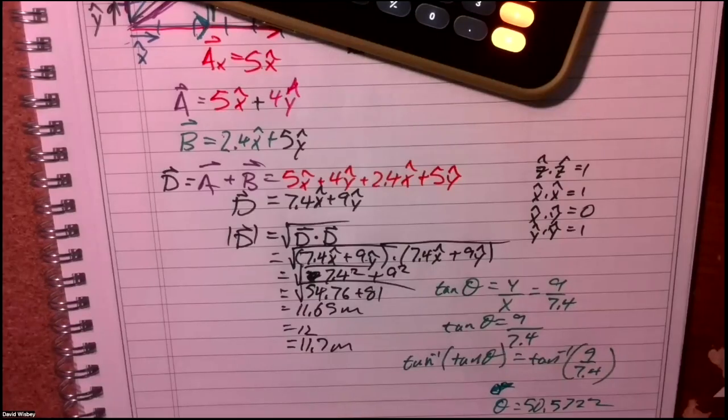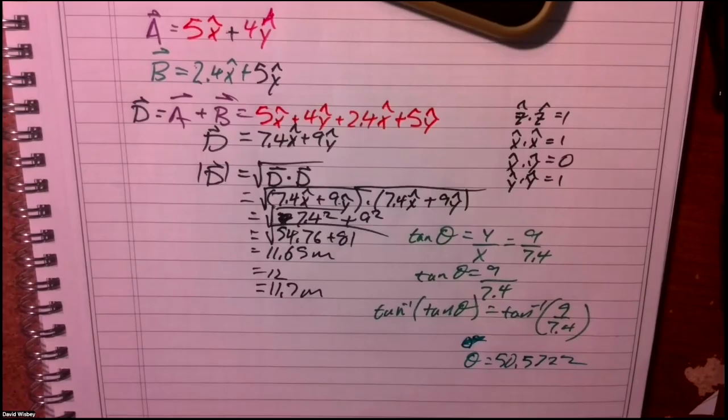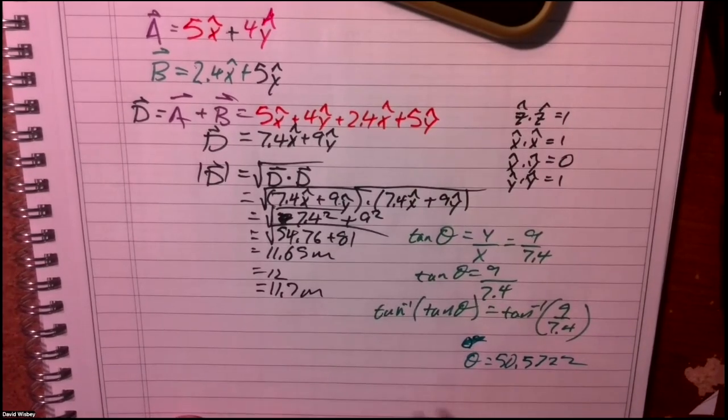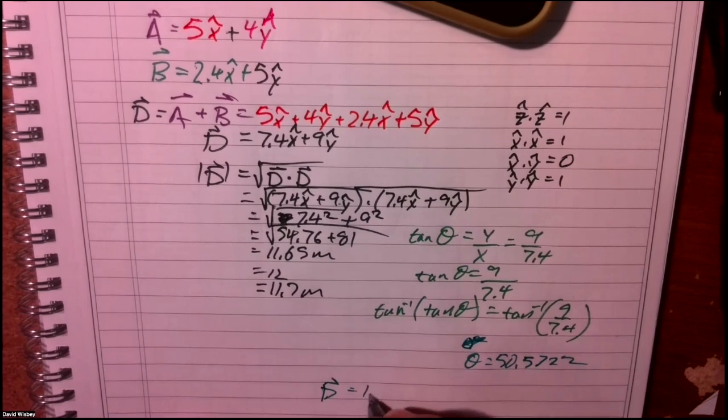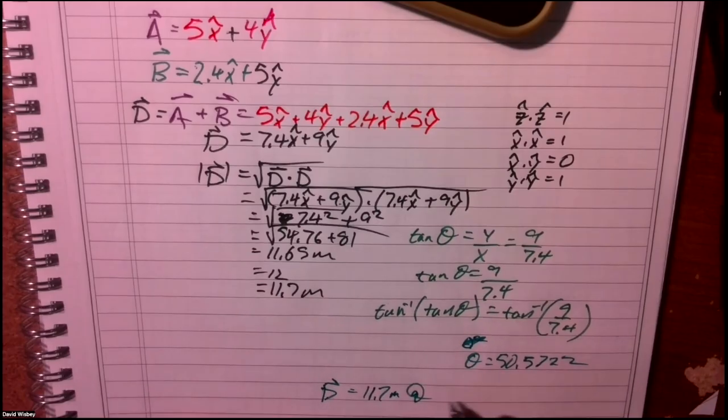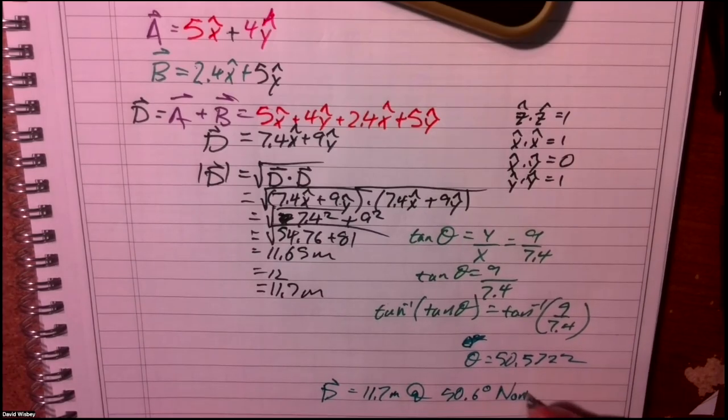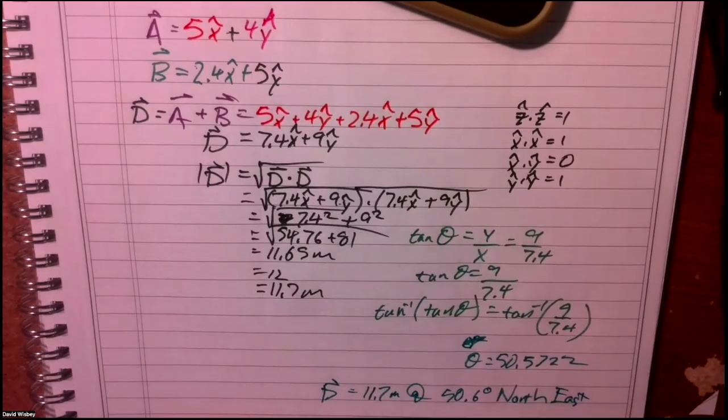Wonderful. So then the magnitude of my vector, you could write it as my vector D is equal to 11.7 meters at, we'll say, 50.6 degrees north of east. This is another way you can write a vector. Probably not the best way, but you can.